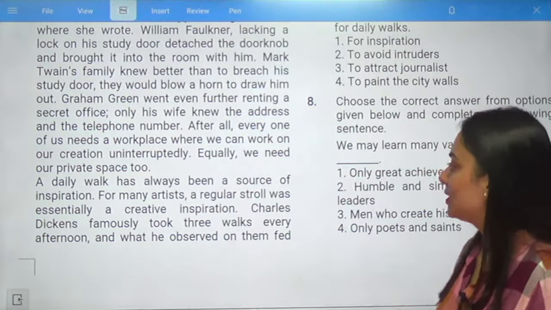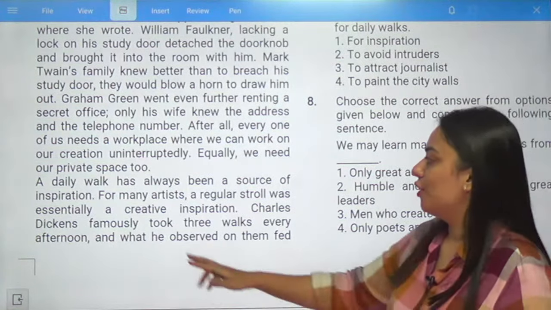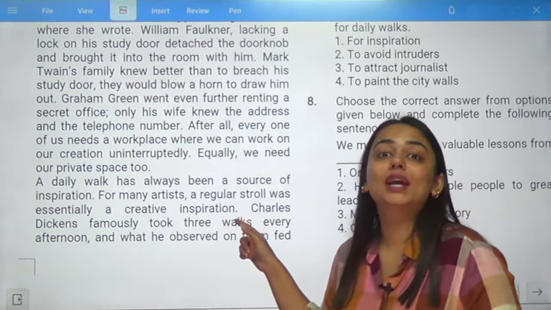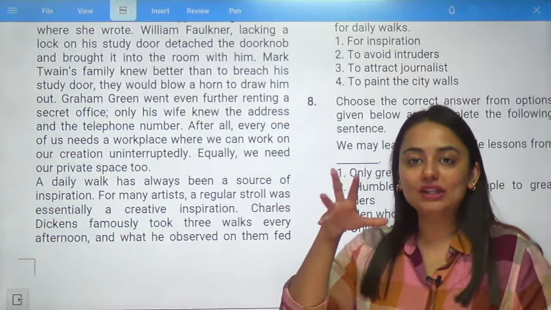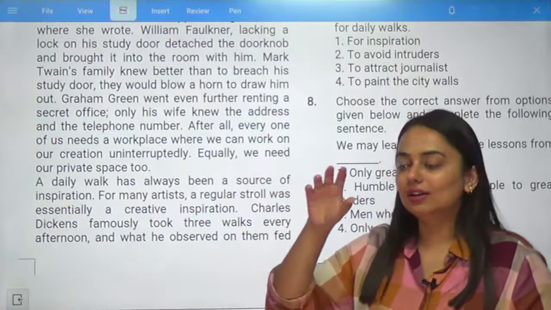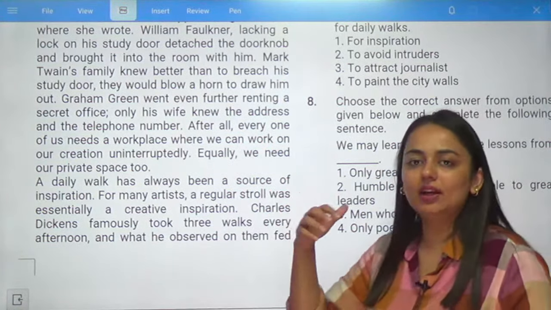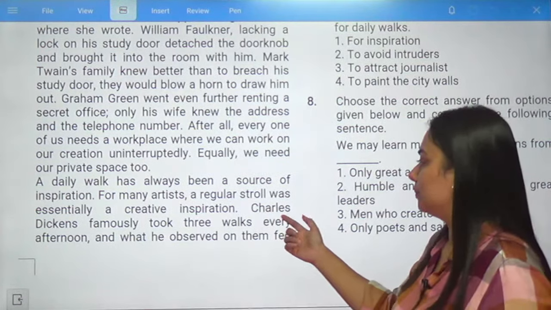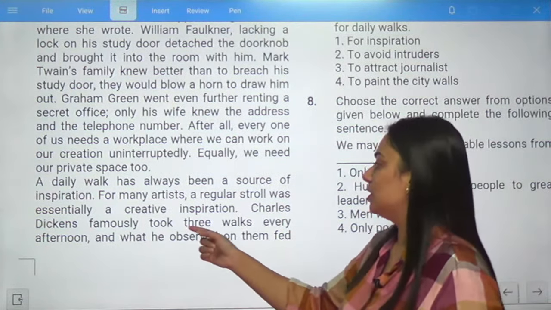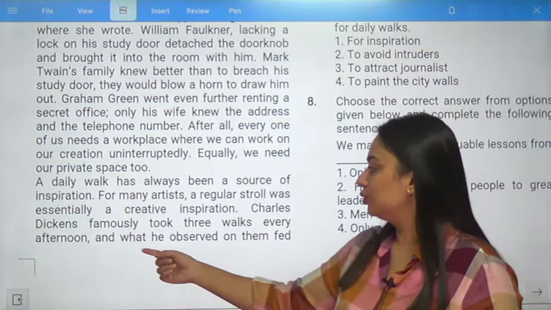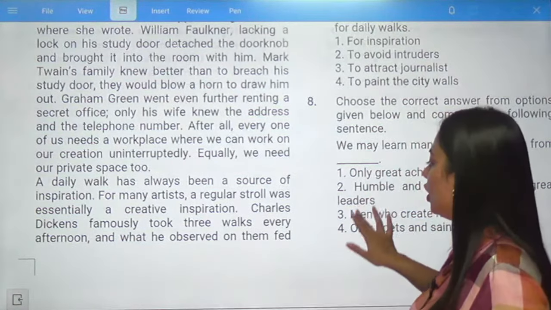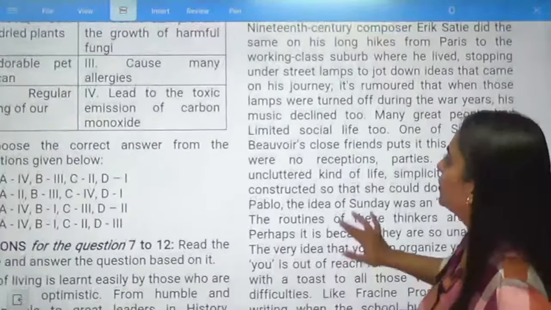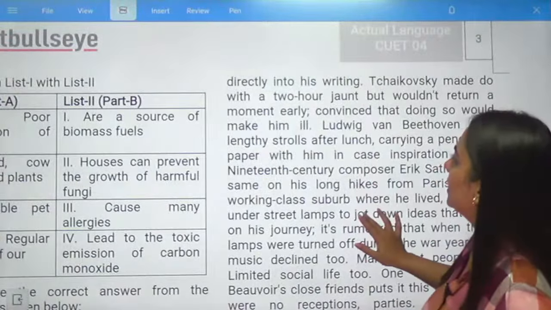A daily walk has always been a source of inspiration. For many artists, a regular stroll was essentially a creative inspiration. तो वो छोटी सी जो stroll के लिए, walk के लिए बहुत सारे writers और artists जाते थे, वहीं से उनको कोई ना कोई creative inspiration मिल जाती थी. Charles Dickens famously took 3 walks every afternoon, and what he observed on them fed directly into his writing.